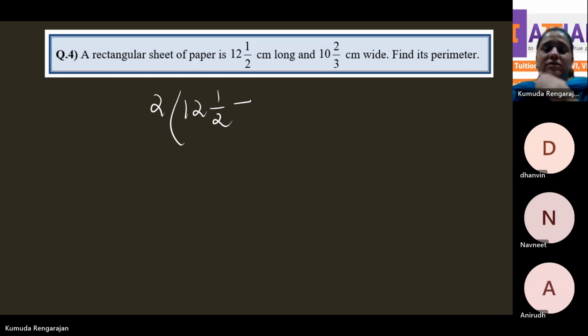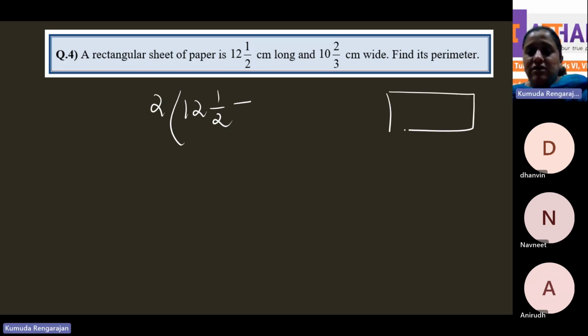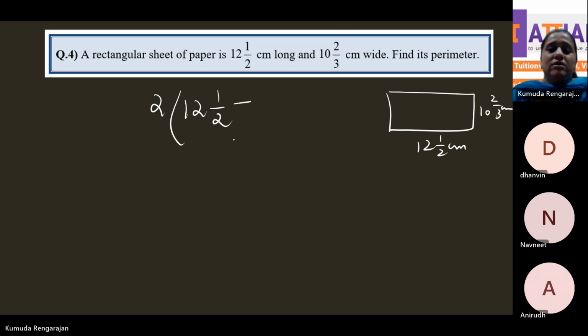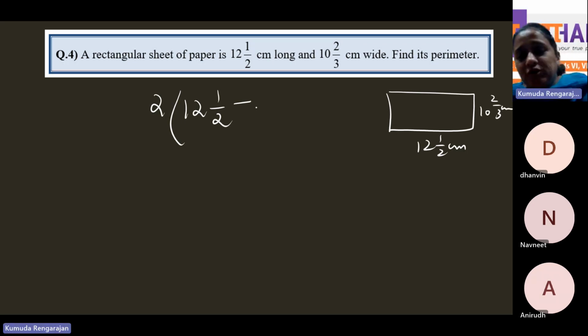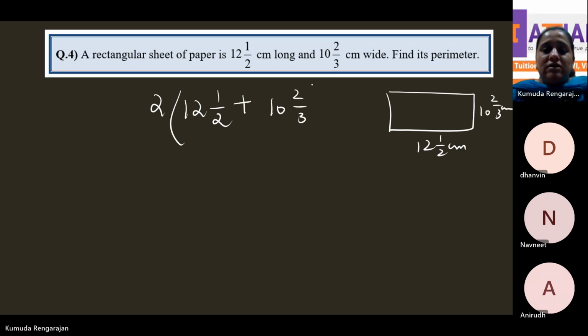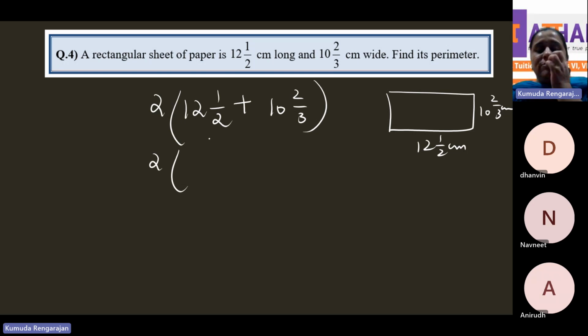See, rectangular sheet, length is 12.5 centimeter and the breadth is 10 2 by 3 centimeters. How do you find the perimeter? Perimeter is equal to 2 into L plus B. So 2 into 12.5 plus 10 2 by 3. Now convert this to an improper fraction. 2 will come as it is. Denominator 2, 25 by 2, plus 32 by 3.